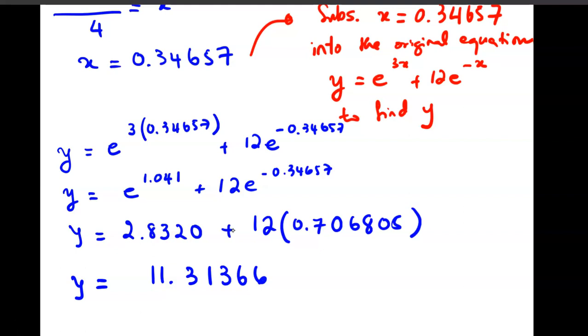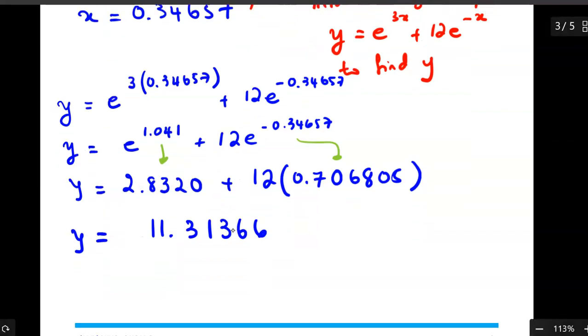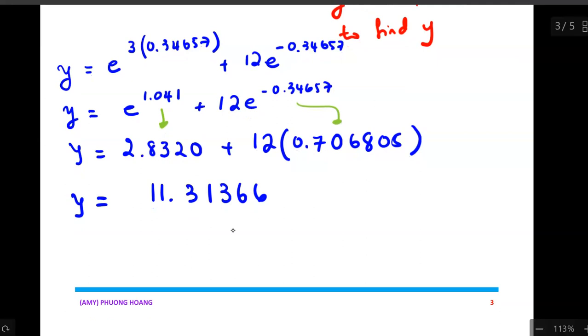Okay, so let's double check. e to the exponent 3 times this number will be e to the exponent 1.041. So make sure that you use your calculator and get this number, so that you know that you use the correct key on your calculator. And also use your calculator to figure out this number here so that you know that you are using the correct key and the correct process. And in the end, I want to make a conclusion here.